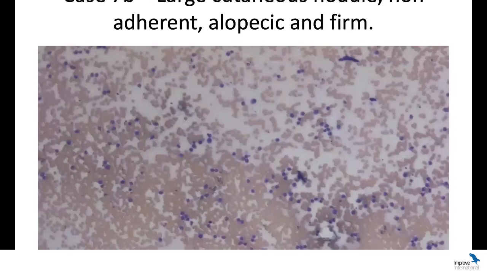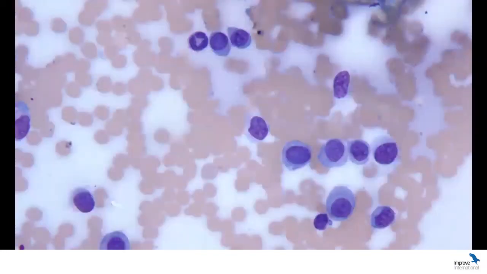So case 7b, the same presentation, but actually very different cells. In that background of blood, we had lots of cells that were discrete, so they were seen in isolation. And even when they were more tightly packed, you could see that it was still flat. So it's not the three-dimensional clusters that we have with epithelial cells. So these were round cells. And again, for round cells, remember that we go through that. It's one out of five location. It's not going to be a TVT. So we need to think about lymphoma, mast cell tumors, histiocytoma, and plasma cell tumors.